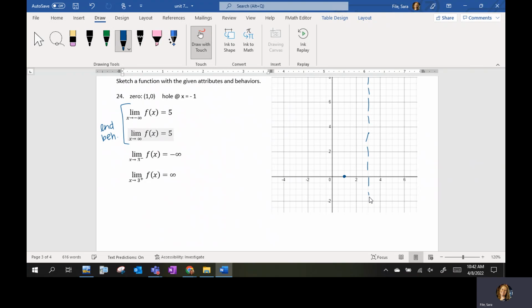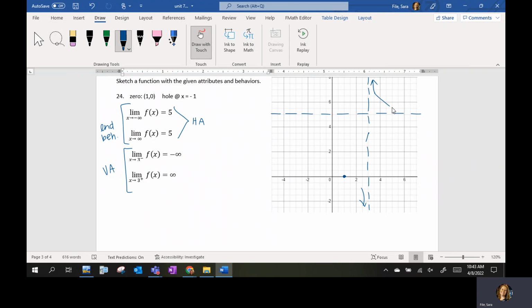My lines are not the straightest, but you get the idea. So we've got a vertical asymptote. As we approach it from the left, it's going down, right? Something like that. And as we approach it from the right, it's going up. Now the end behavior, we said, as we go left, it's going toward 5, and as we go right, it's going toward 5. What does this mean? We're approaching a specific number. That means there's a horizontal asymptote at 5.